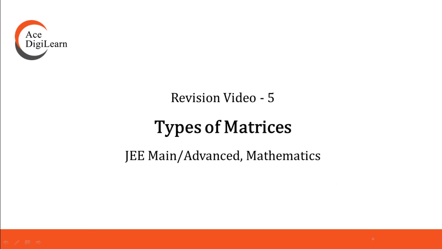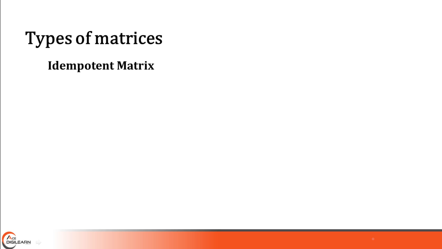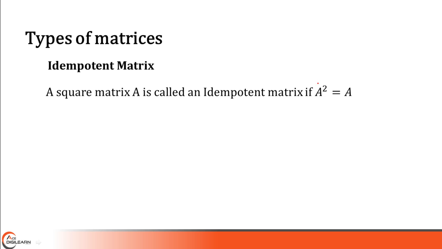Let us discuss few types of matrices. First, an idempotent matrix. A square matrix A is said to be idempotent if A square equals A. You can observe an example.